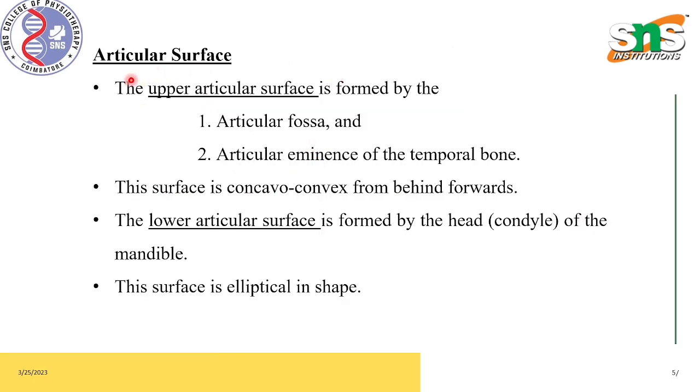So coming to the articular surface, the upper articular surface is formed by the articular fossa and the articular eminence of the temporal bone. This surface is concave or convex from behind forwards. The lower articular surface is formed by the head, that is the condyle of the mandible. This surface is elliptical in shape. The proximal surface, that is the upper surface, is composed of the articular fossa and the articular eminence of the temporal bone, which is concavo-convex in shape, and the distal or lower articular surface is formed by the head or condyle of the mandible, which is elliptical in shape.